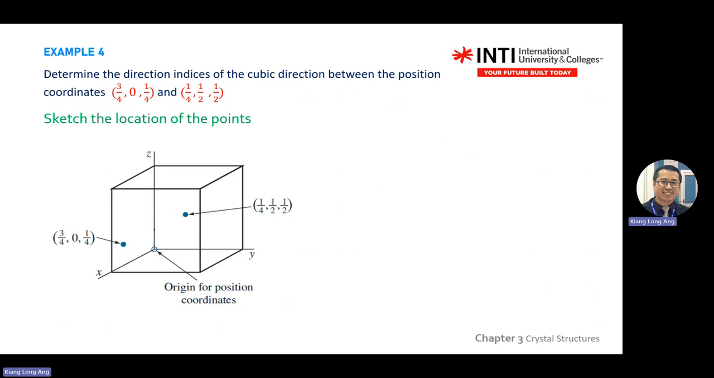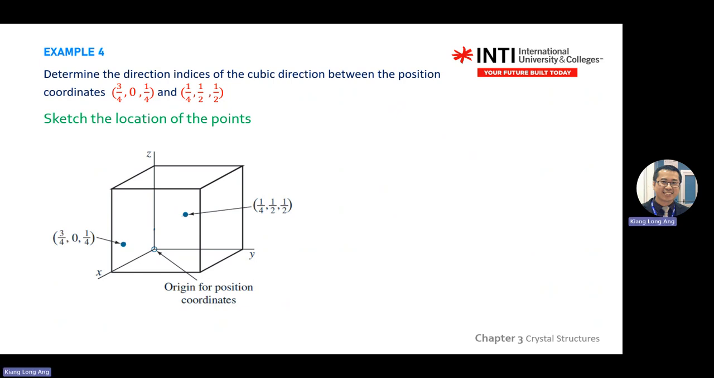Then the second position: x, you move 1 over 4, then y, you move half, then z, you move up half. So there's a location there. So you have 2 points. Basically, this is a three-dimensional Cartesian problem. You find the vector, it tells you the direction between the positions.